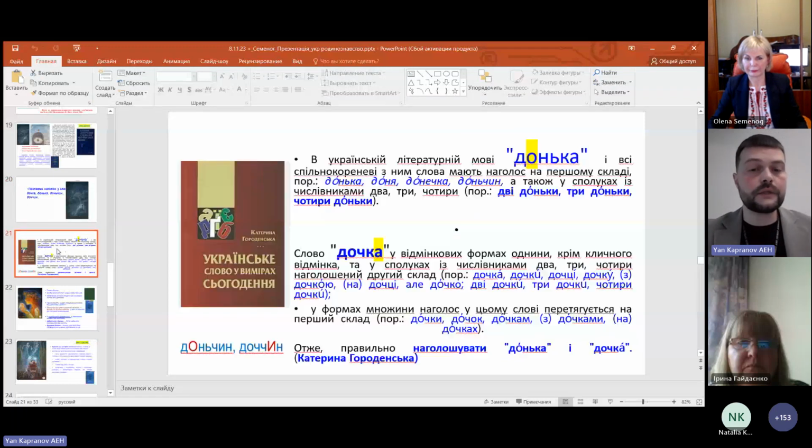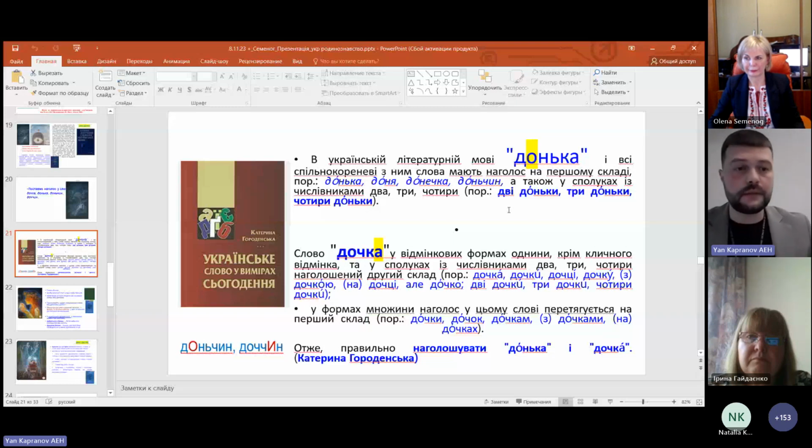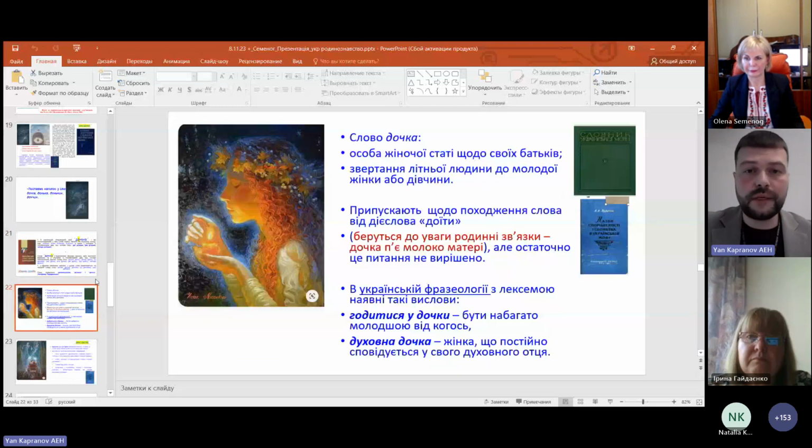Then there was one representative, Katerina Gorodenska. She is also Ukrainian, and she demonstrated the words of the Ukrainian literary language, Donka, for example, how to pronounce it, and again the derivatives of it, that can be created from this word Donka in different forms, with different stresses in the words. And what do we have here? We have here the explanation. What does the word daughter mean?